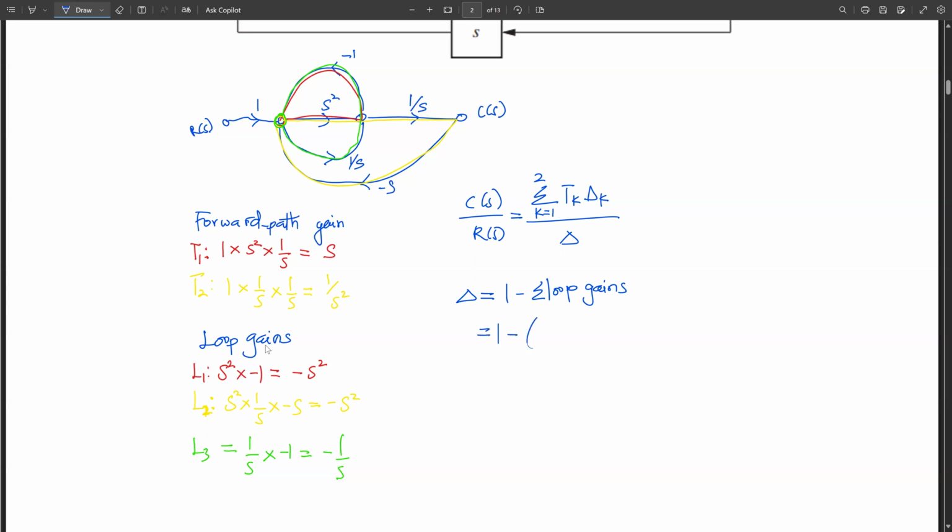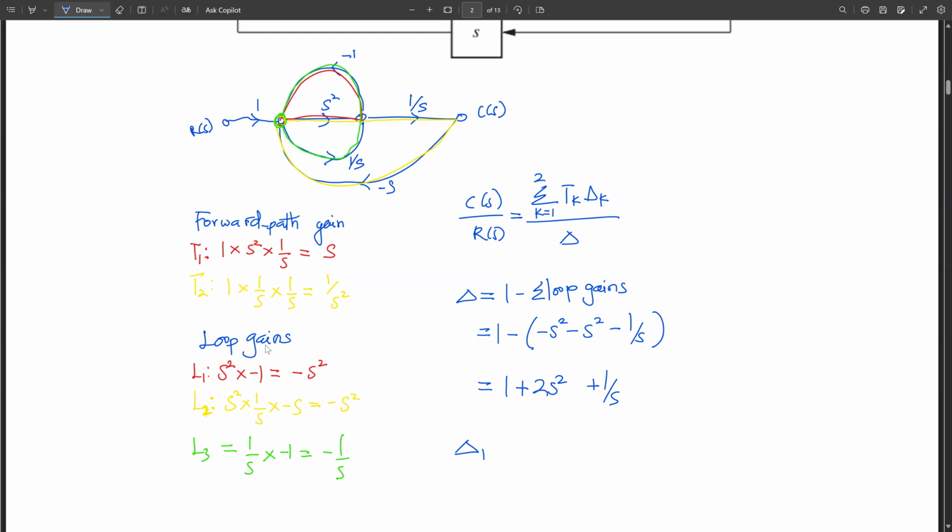So 1 minus S squared minus 1 over S. I summed the loop gains: minus S squared, minus S squared, minus 1 over S. Right? I can simplify it: 1 plus S squared plus S squared plus 1 over S. And this gives me 2S squared. Right? And the next thing to do is to find the delta sub K. So the delta sub K, let's start from 1.